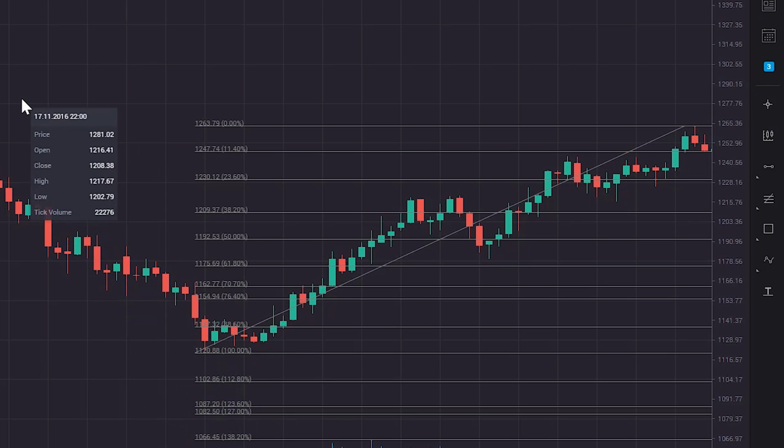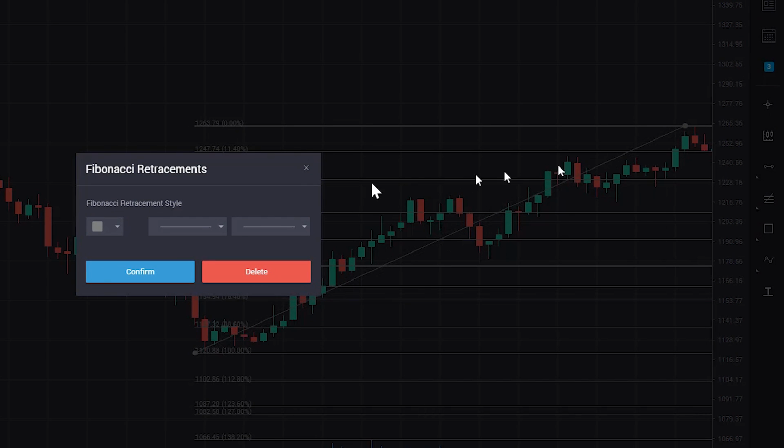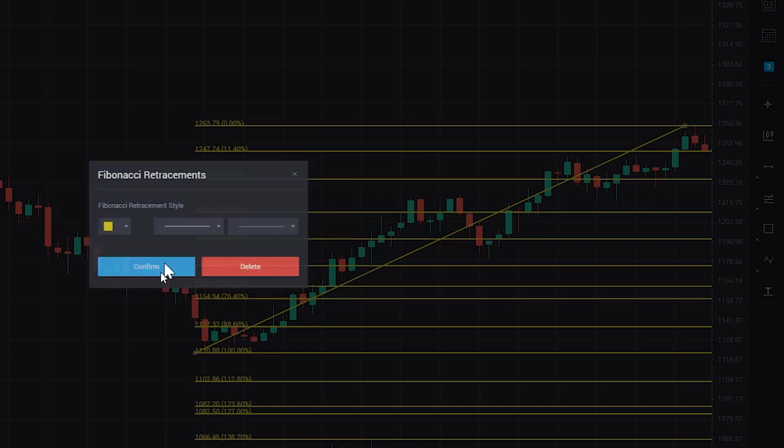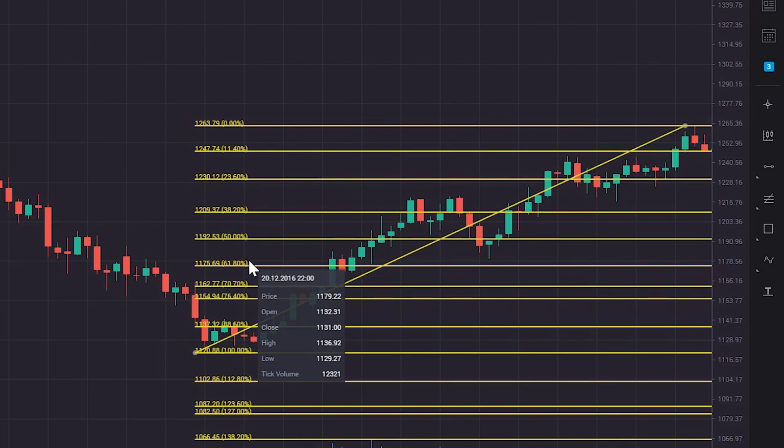Like a lot of software, it does include some additional Fibonacci levels, but the main ones I'm worried about, let me just make this a bit clearer. I'll right click, change the color, make the lines a bit thicker. Here we go. So what I'm looking at is the 23.6, the 38.2, the 50, and the 61.8.